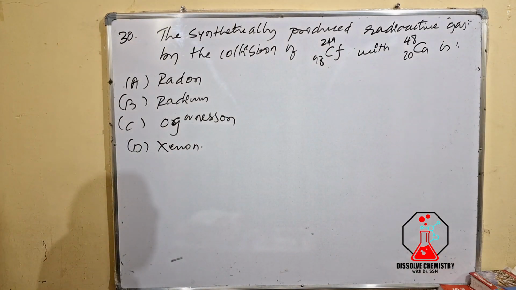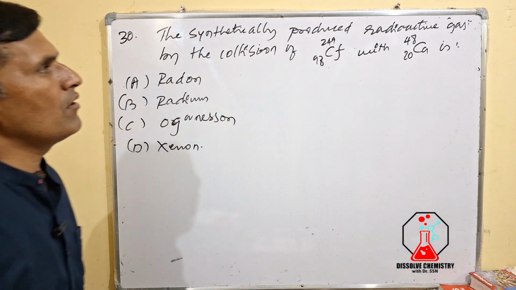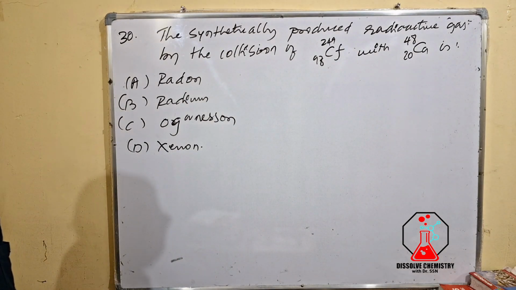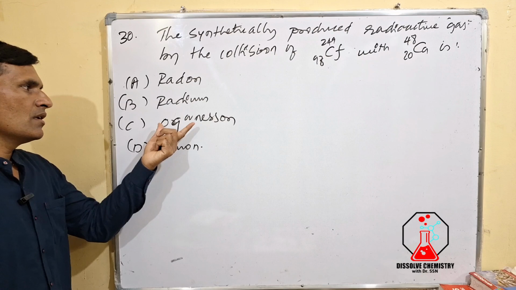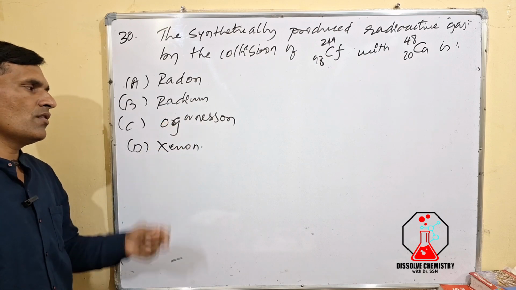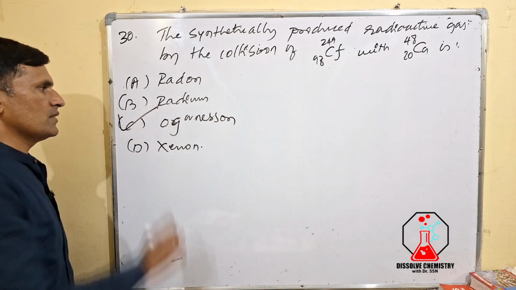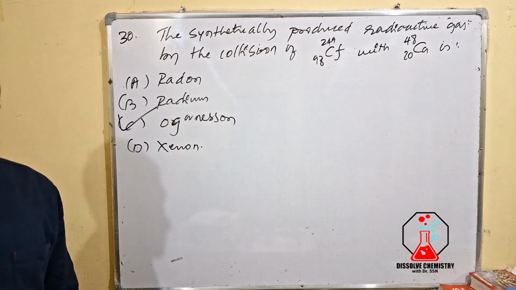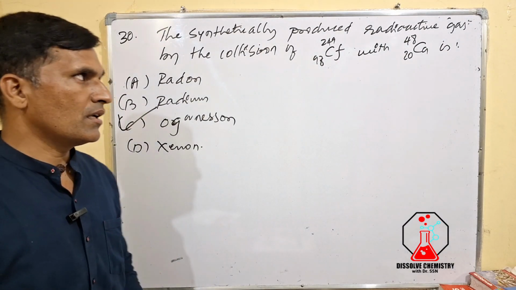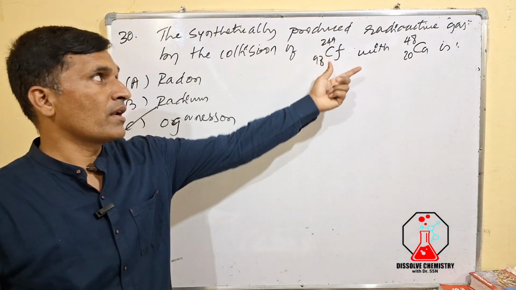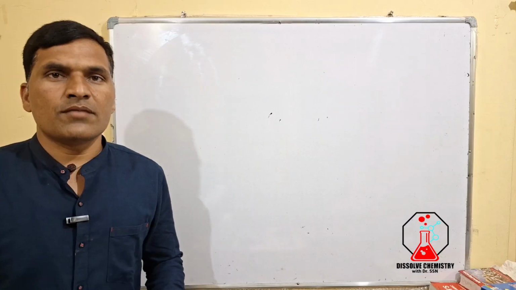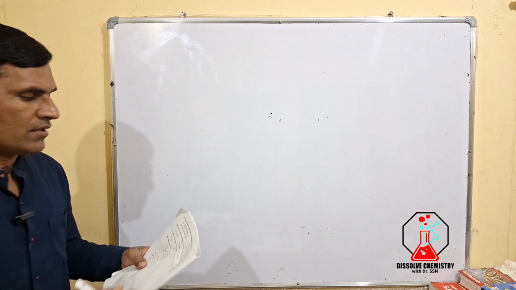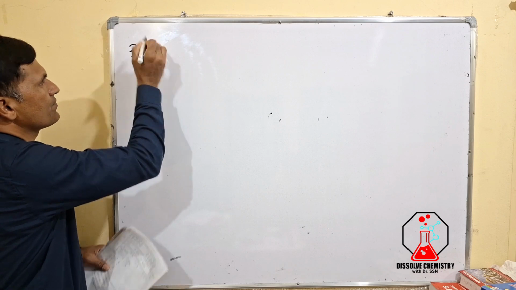The synthetically produced radioactive gas by the collision of californium-249 with calcium-48 is, among radon, radium, oganesson, and xenon, and your right option is C, that is oganesson, which is produced when both are collided with each other. Let us move on to the next question, that is the 32nd question.